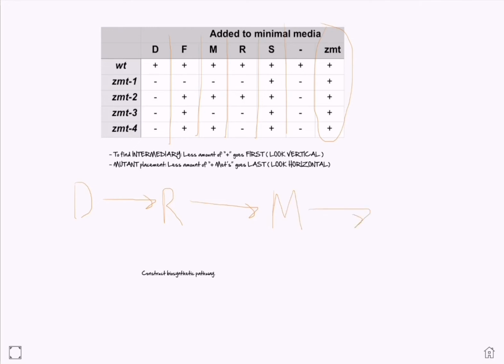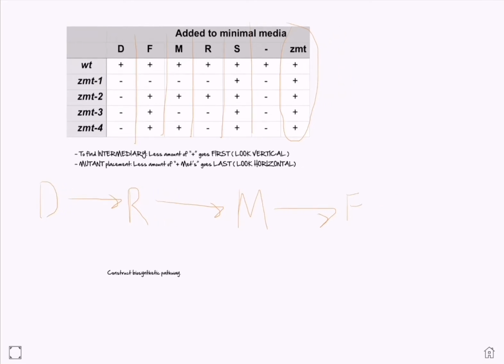What has 4 pluses? Yep, on column F, we see that there are 4 pluses. So F, and then we see that S has the most pluses. And all that forms the pathway to ZMT. Great, so we found the intermediaries.